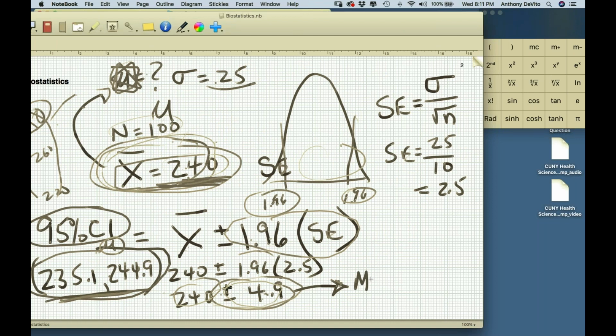There you go. Margin of error. Exactly right. I'm glad you're coming in. Margin of error, right? That's the margin of error. We call that the margin of error, right?